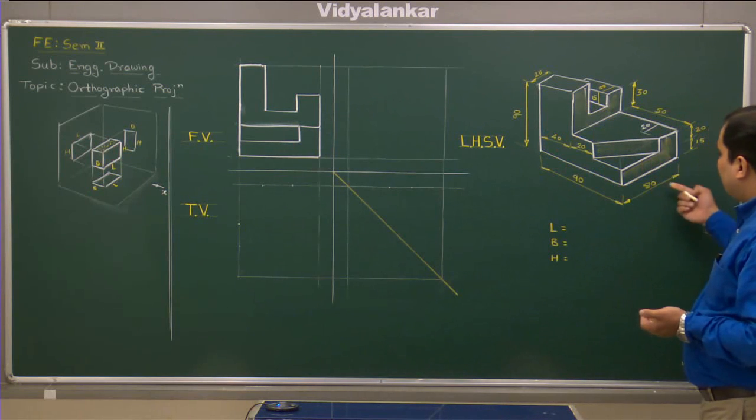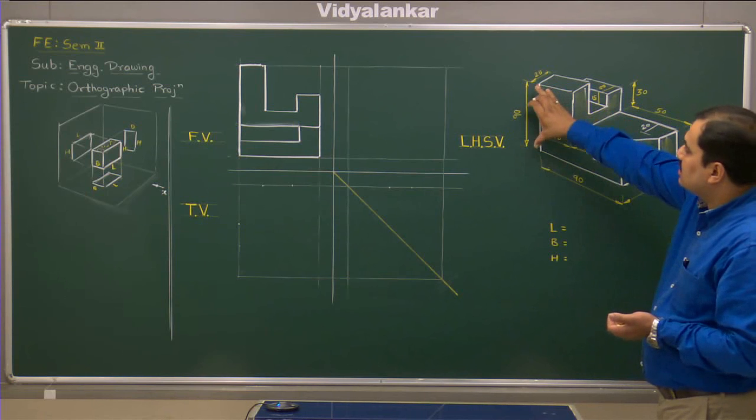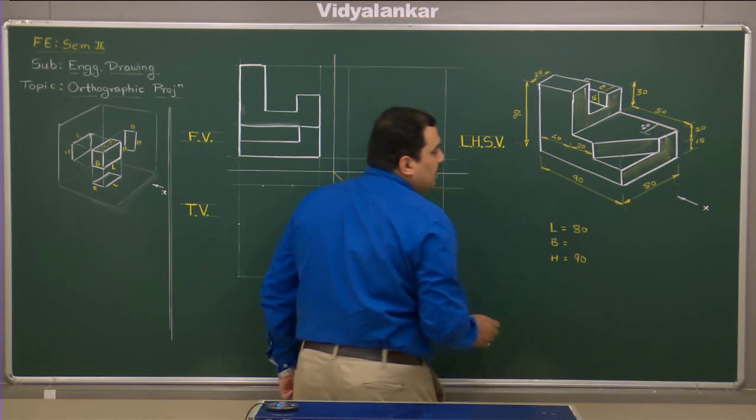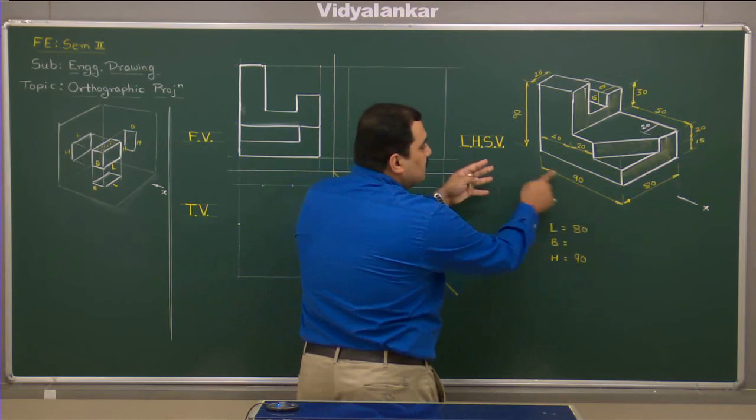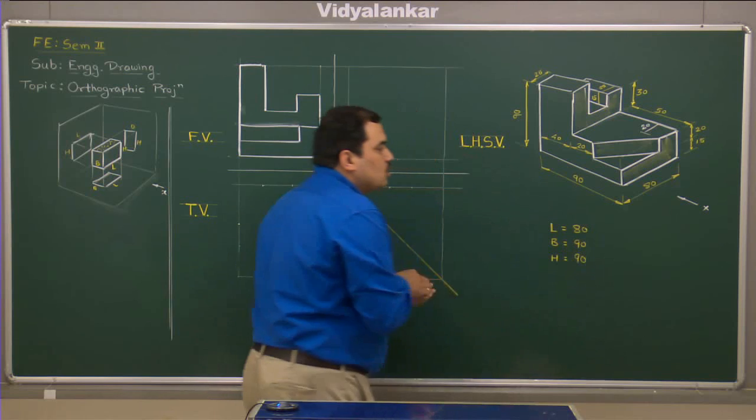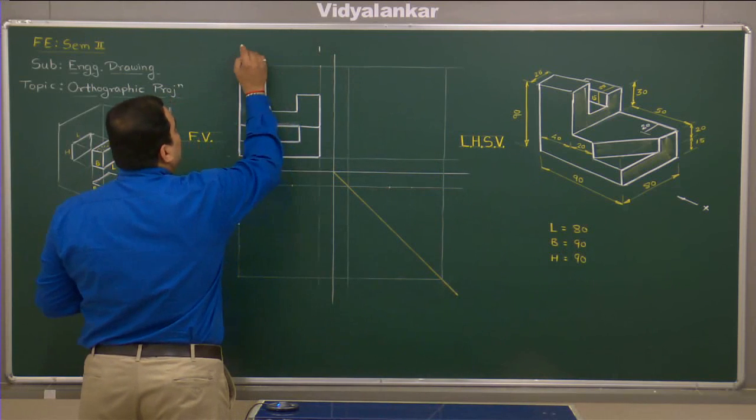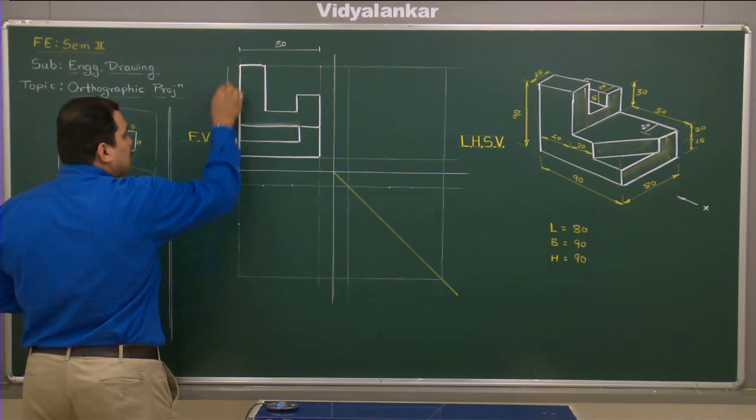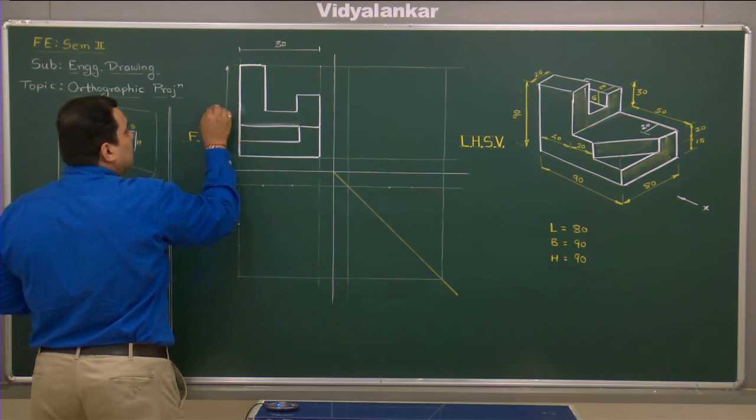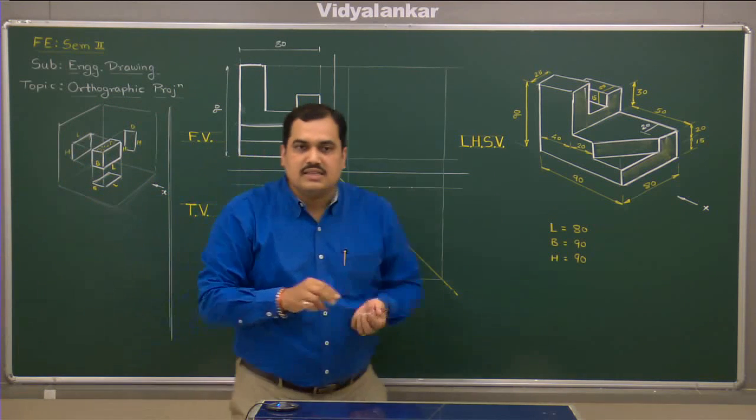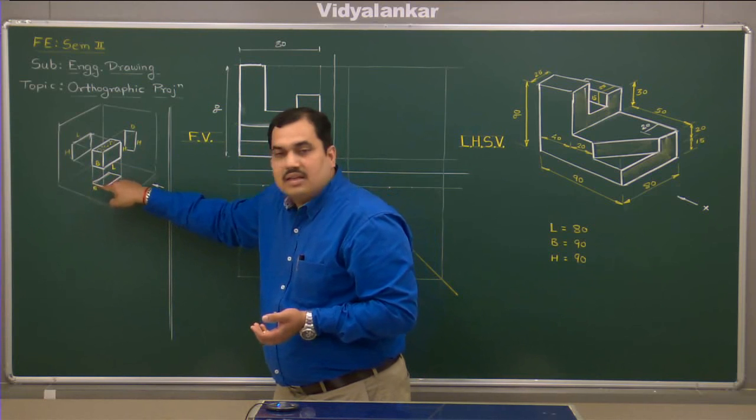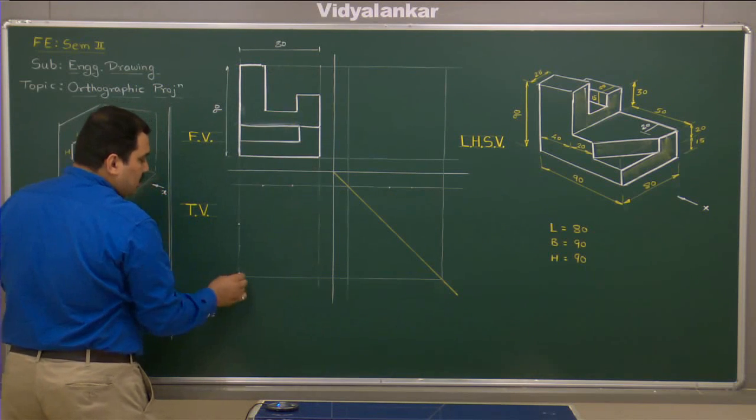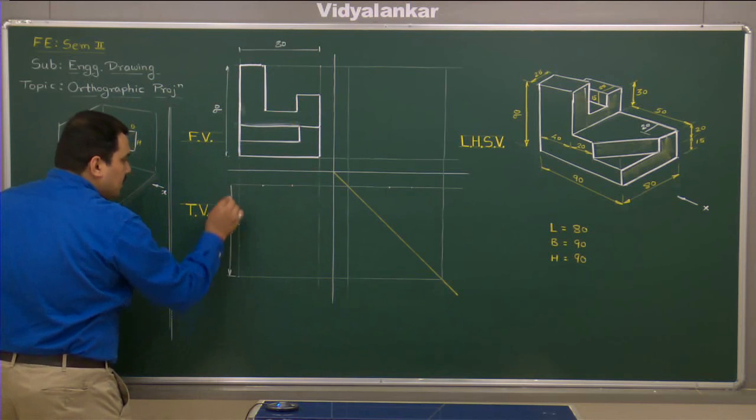How to get this length? In front view, length is 80 and height is 90. Length is 80, height is 90. And when you see from side, you can see the breadth as 90. So observe, I have drawn the boxes, this length as 80, the height as 90. For top view, we can see length horizontal and breadth as vertical. So this is again 80 projection of this, and this length is 90.